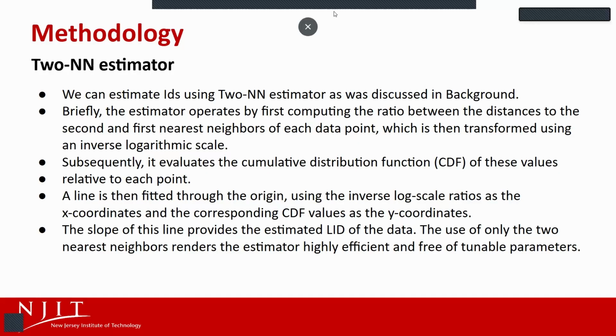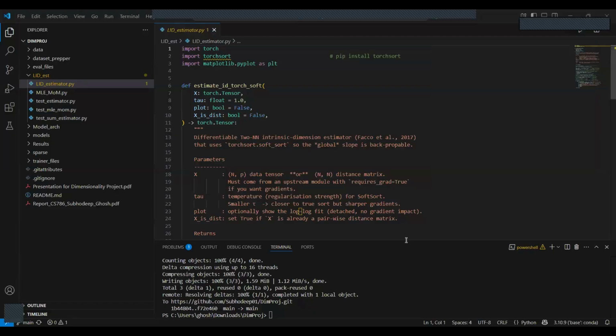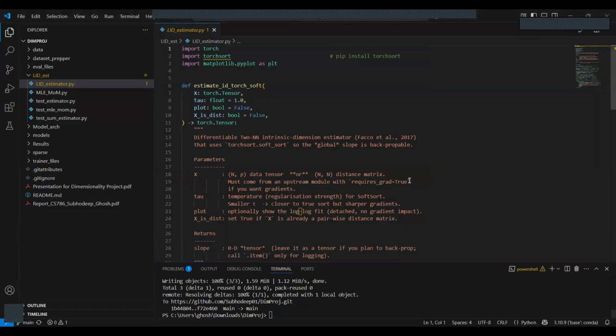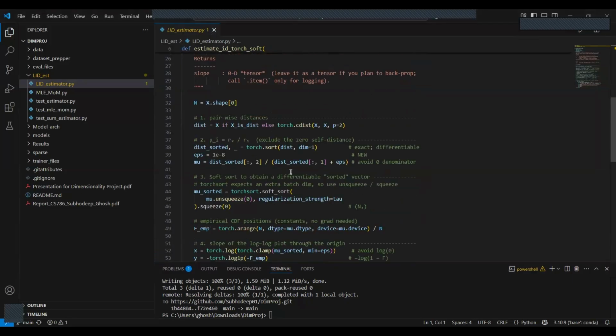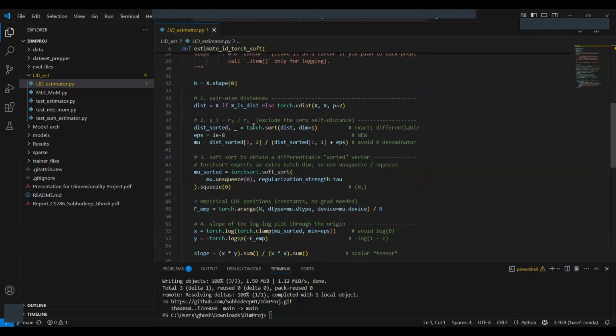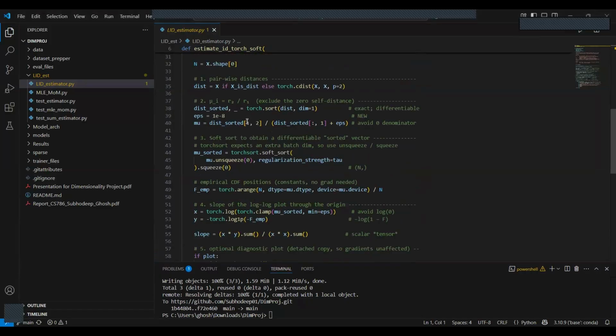Now let's look at the code for this 2NN estimator. Here I briefly introduce the code I made for most of my models, and this is the LID estimator. As I said, it first estimates the two nearest neighbor distances, then finds their ratio in the inverse logarithmic scale, as we can see here.